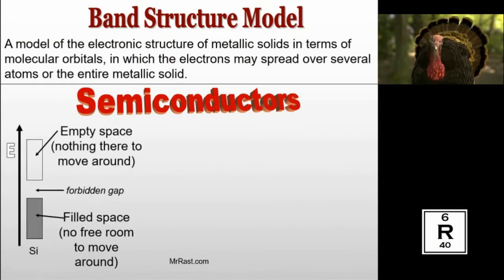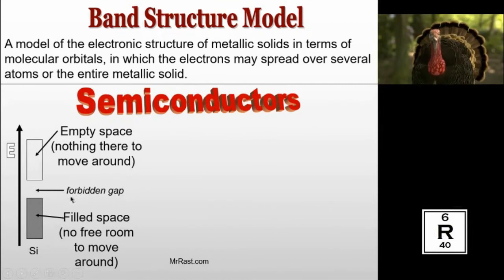So let's explain how semiconductors come into this. With the band structure model, if we take a look at silicon, they would represent a band that's full of electrons, and then you have an empty spot where the electrons could move. They could move, but there's an energy gap here. The bands are not overlapping, and this energy gap is called the forbidden gap.